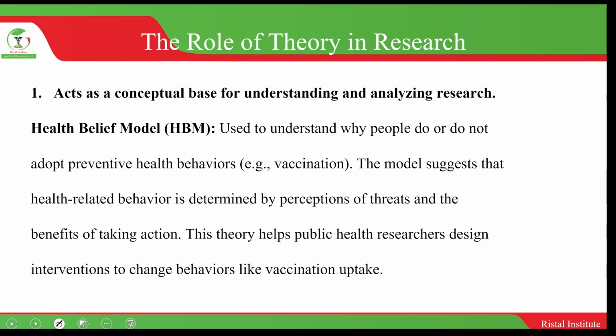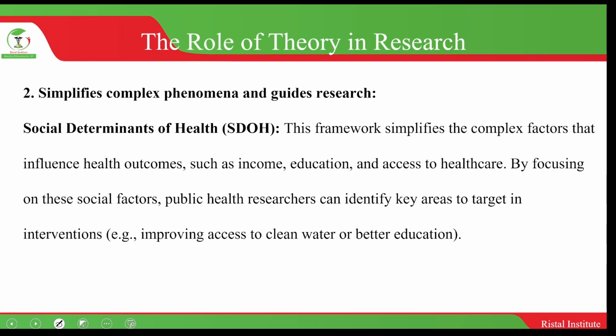So this health belief model breaks down all these factors for you, and then in your questionnaire, you'll be able to ask questions that are related to the things that make up this model. Are we clear? Theory simplifies complex phenomena, and it guides the research. And in this example here, we are using social determinants of health. All the factors that influence health, we call them social determinants of health. It could be the level of income, level of education, access to healthcare, and many factors.